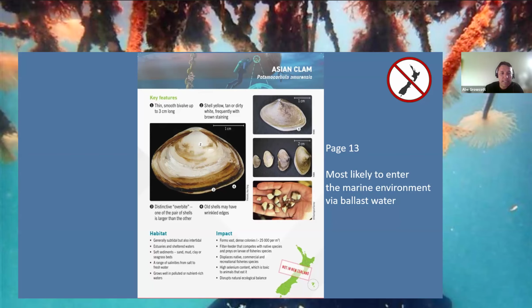Again, it likes enclosed areas. It's subtidal, but it can be found between the high and low tide mark too. It likes soft sediments that it can burrow into, and it's pretty tolerant to fluctuations in salinity, which is pretty useful if you're an organism living in an estuarine environment.